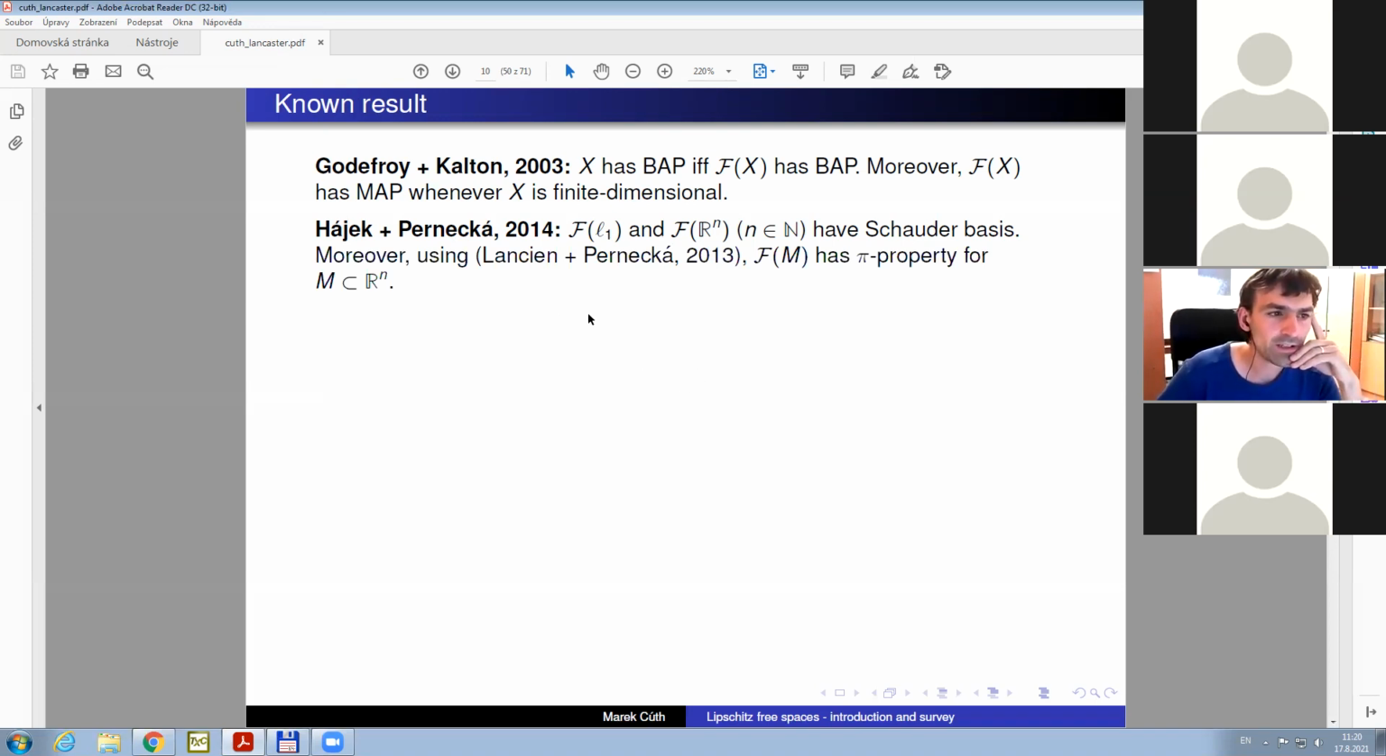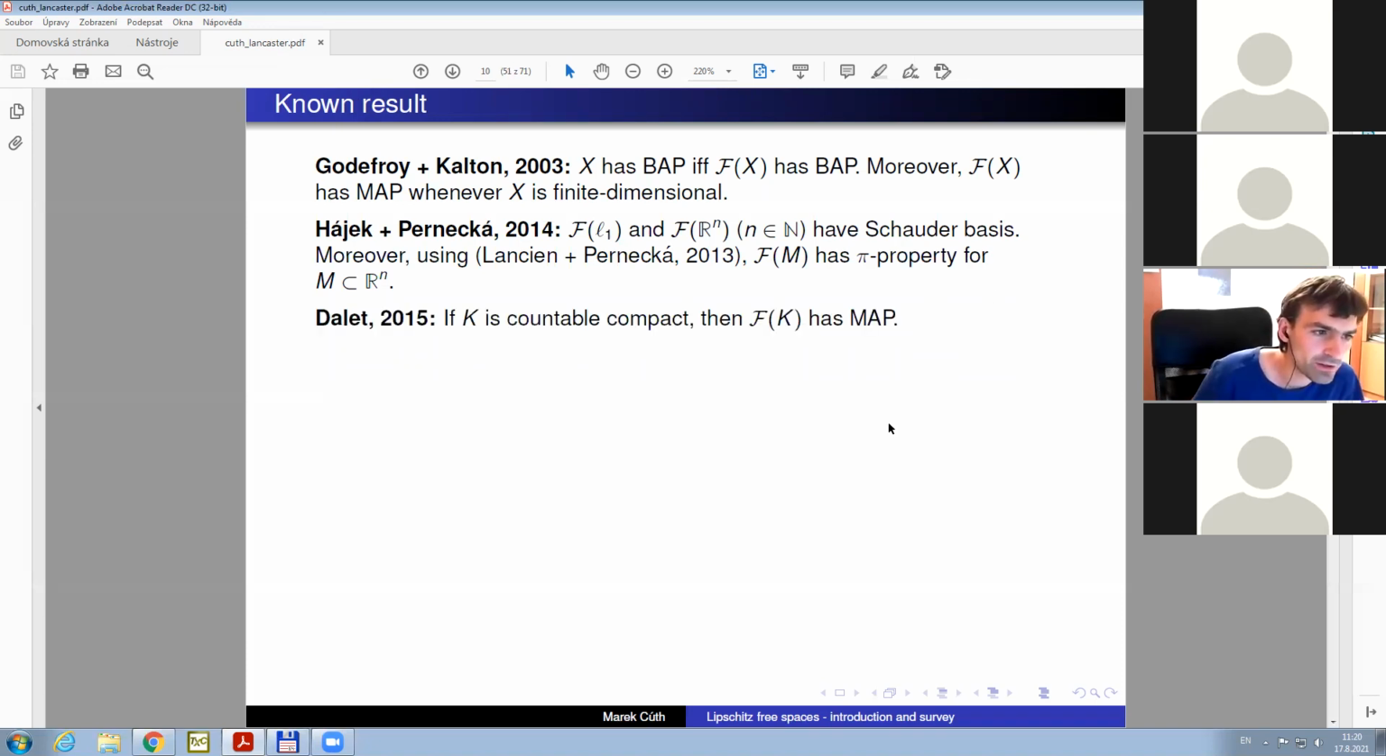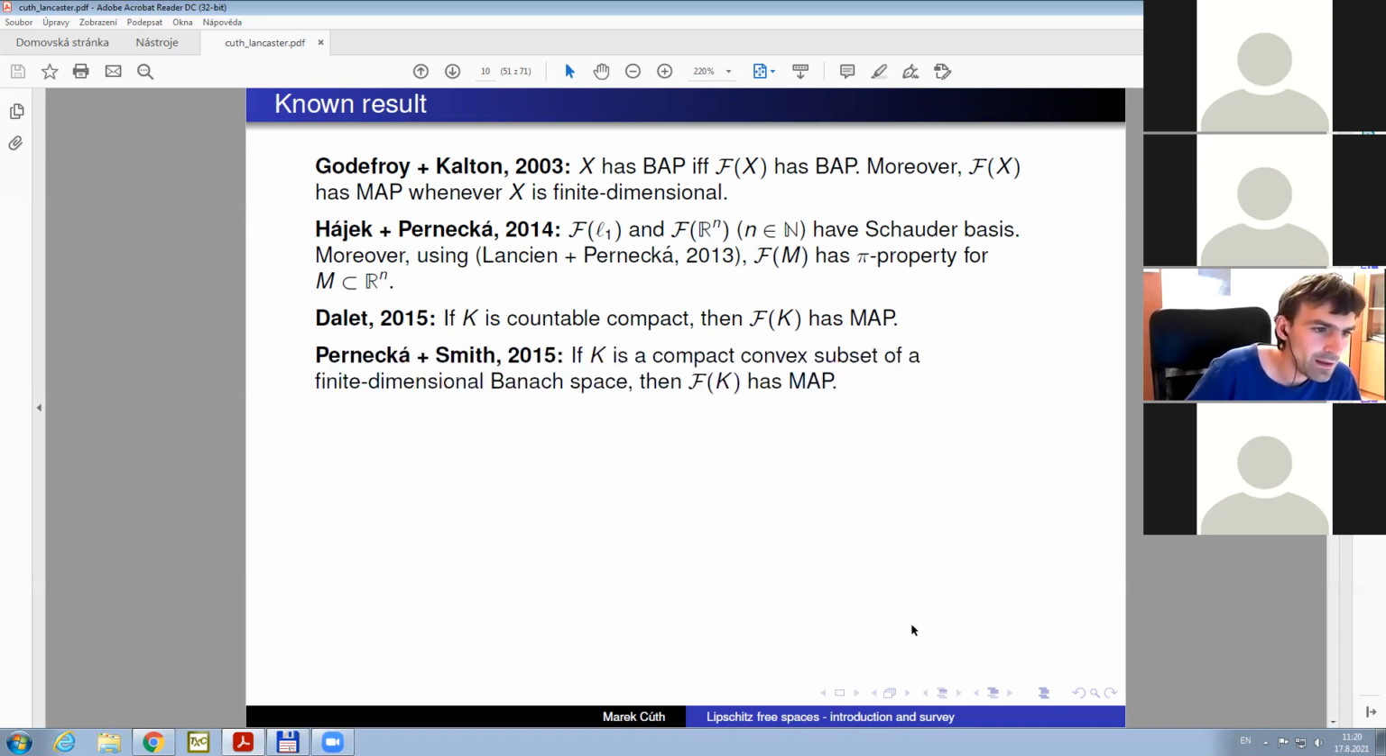Moreover, using a result by Lancien and Pernecká, we know that if you take any doubling metric space, for example, a subset of Euclidean space, then the Lipschitz free space over this doubling metric space has the pi property. Dutrieux and Kadets in 2015 proved that if you take the Lipschitz free space over a countable compact metric space, then it has MAP. Pernecká and Smith studied compact convex subsets of finite dimensional spaces, and they again proved that the corresponding Lipschitz free space has MAP.